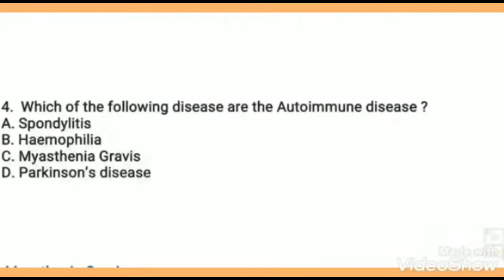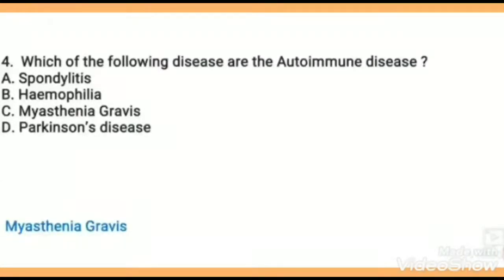So, the correct answer: the autoimmune disease is myasthenia gravis. Myasthenia gravis is caused by an error in the transmission of nerve impulses to muscles. And an autoimmune disease means a disease in which the body's immune system attacks healthy cells.